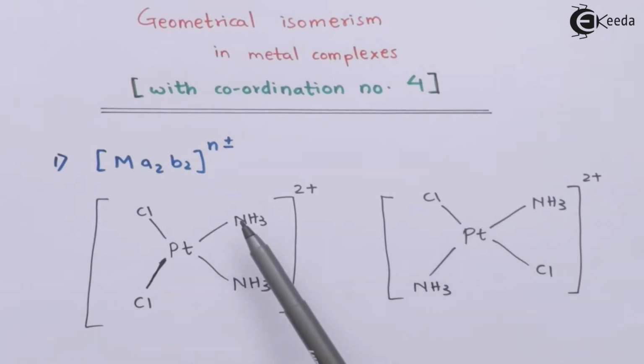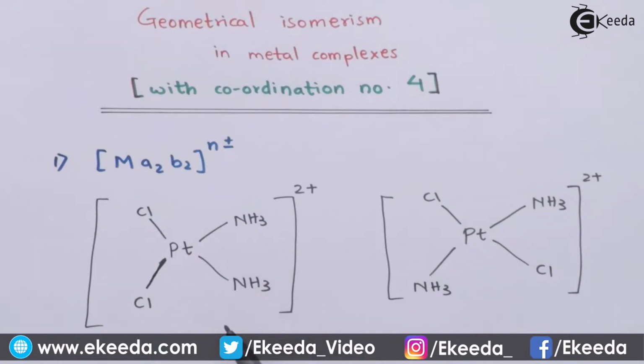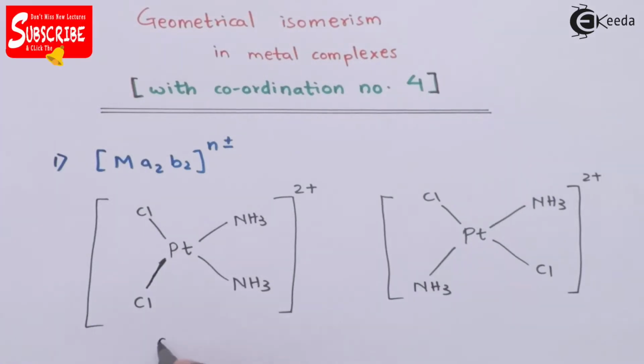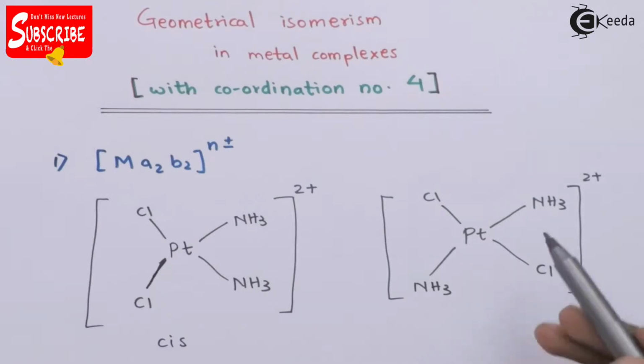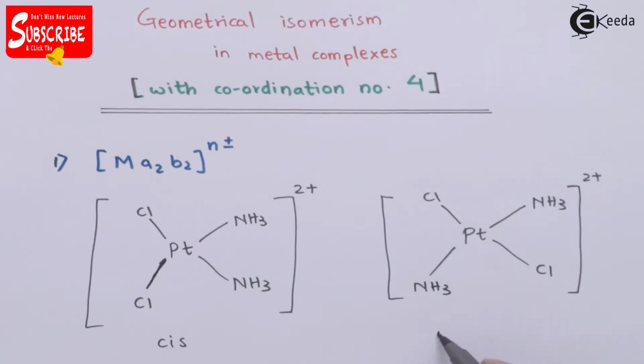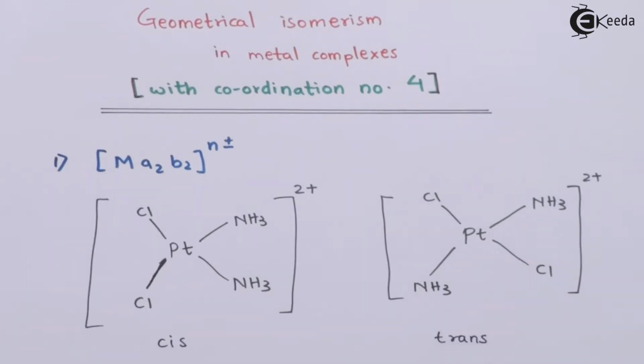So whenever the two like ligands are adjacent to each other in the spatial arrangement, this kind of isomer is known as the cis isomer, and the one where they are opposite to each other is known as the trans isomer. So this was one type, where the complex is of the M A2 B2 type. I have mentioned an example over here, and this is a cis isomer and this is a trans geometrical isomer.